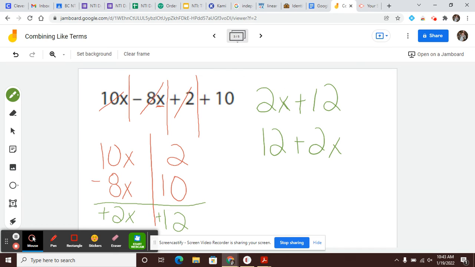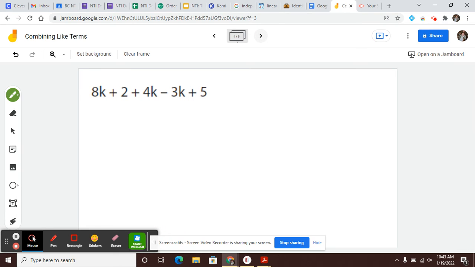Okay, let's do another one. We're going to go to the next one. So my next one, again, the first step that I do is I draw a line to show my separation, and also so that I can easily see the sign that goes with each number. That helps me out when I combine the terms. So now I'm going to go through and sort them. So I start again left to right. I start with 8k. Okay, and that's my first term.